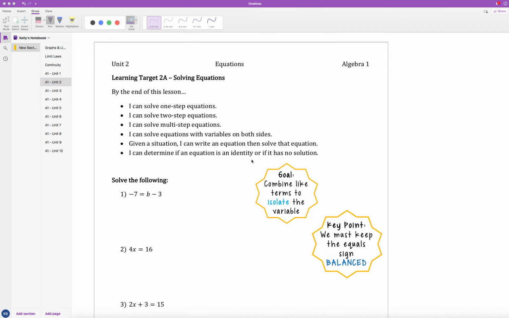And in the last couple examples in this video, we'll talk about what happens if I have an equation that is an identity, or what happens if there is no solution to an equation.